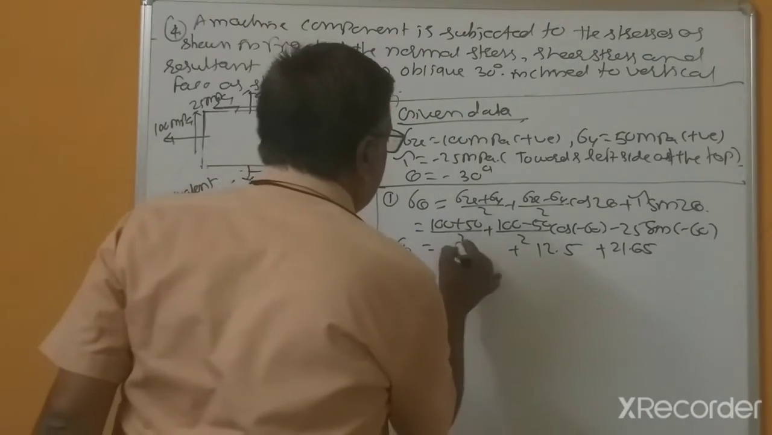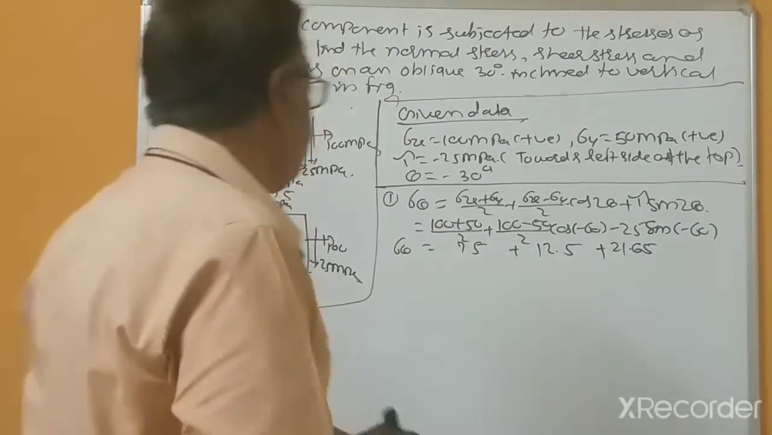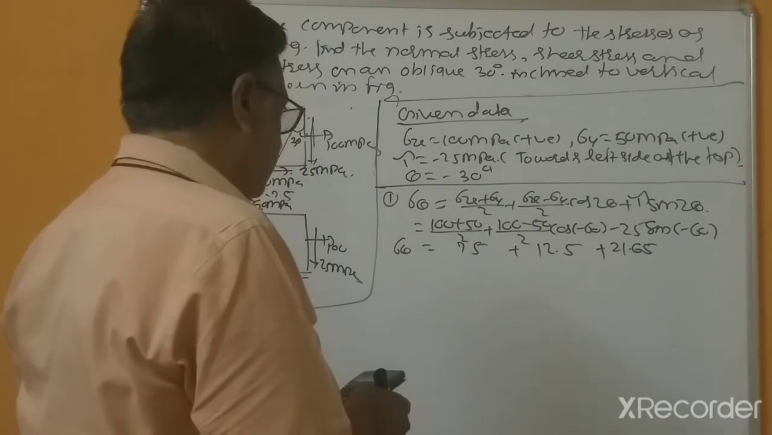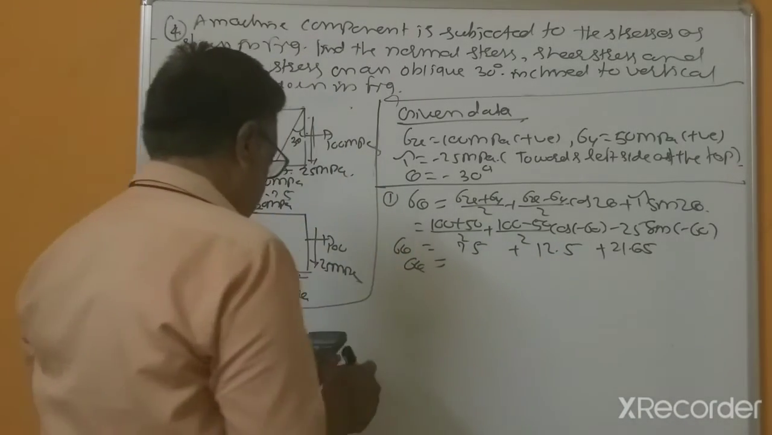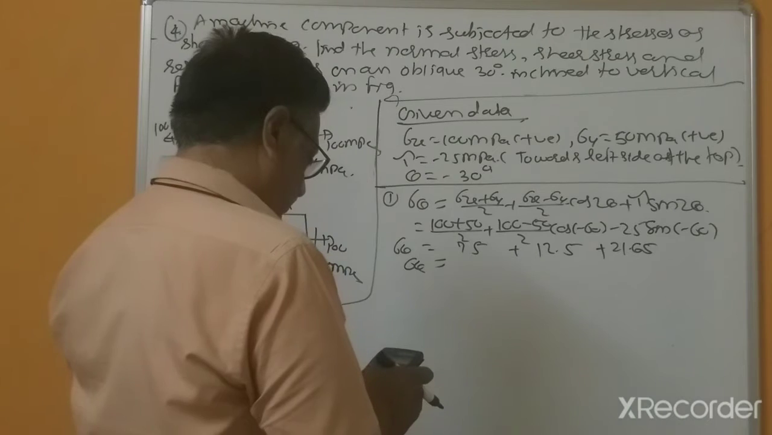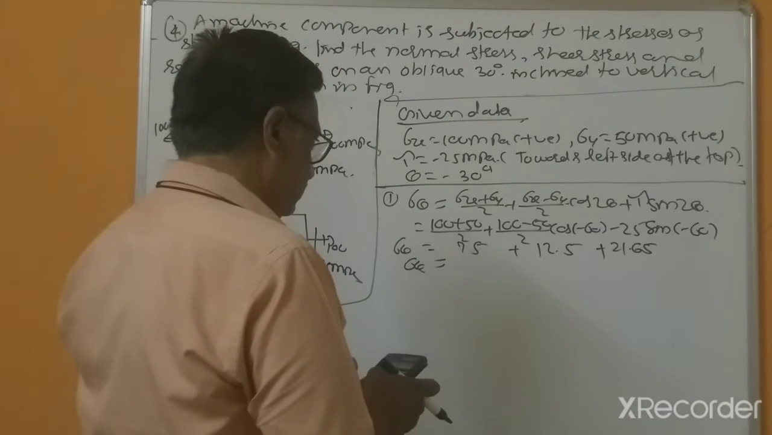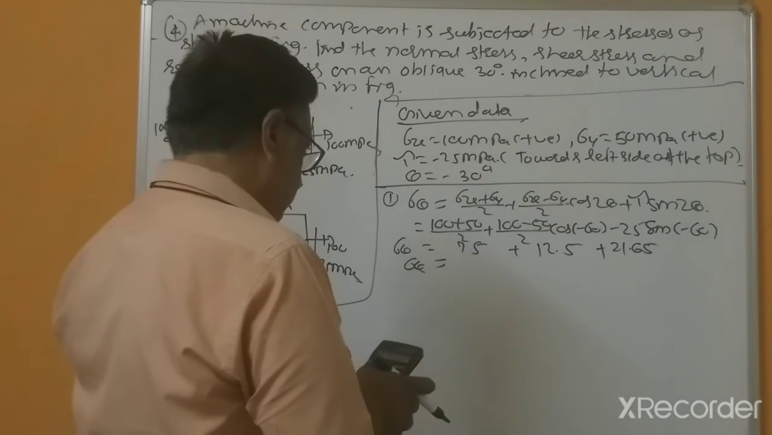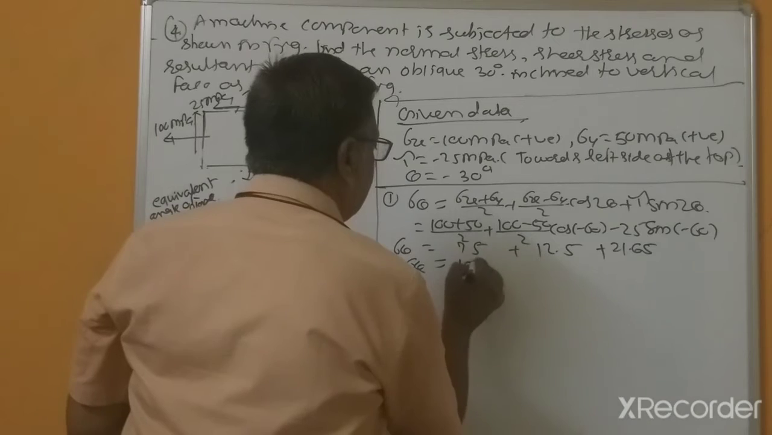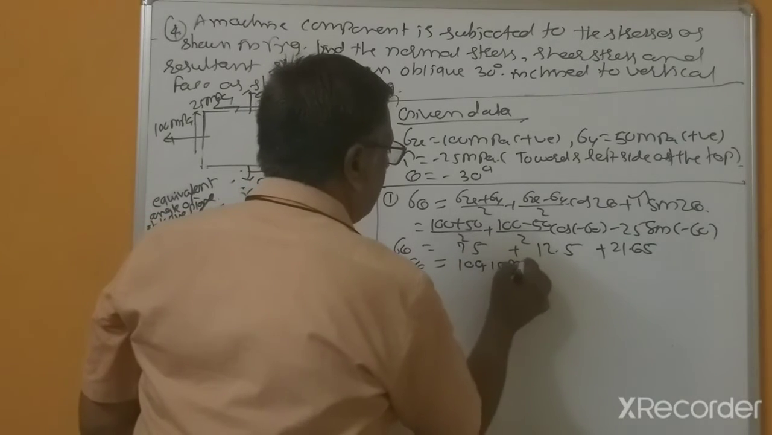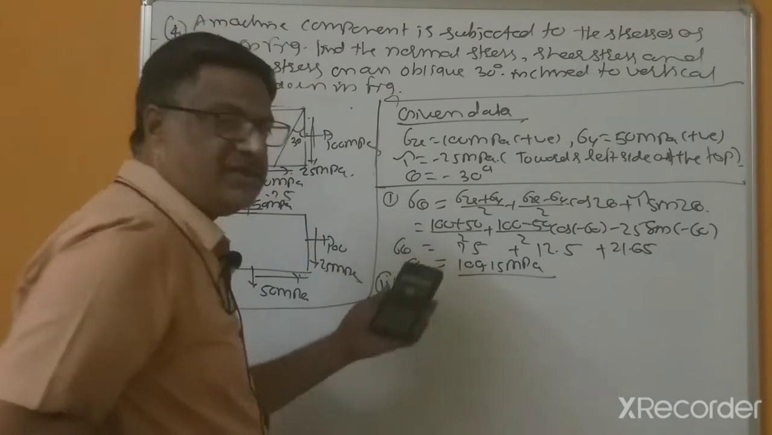This is 75. So what is my answer? 101.15. So I will check. That is correct. Sigma theta equal to 109.15 megapascals. This is your first answer.